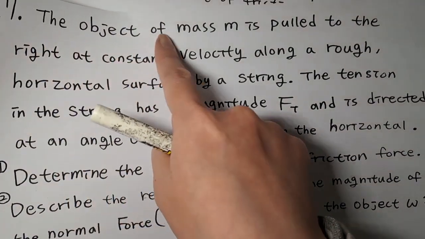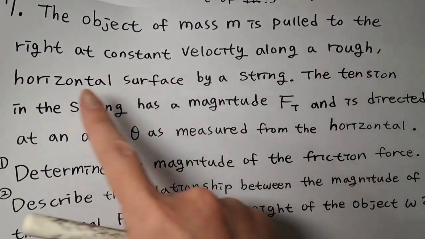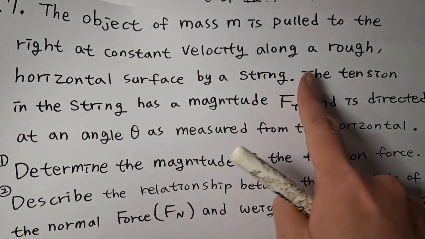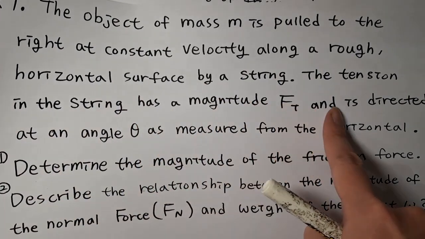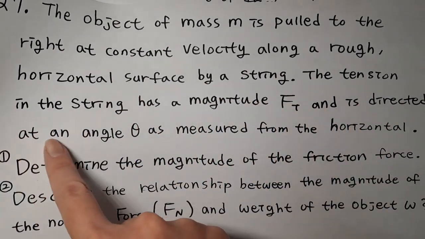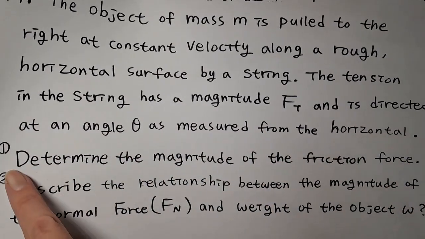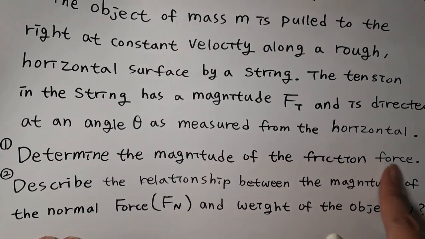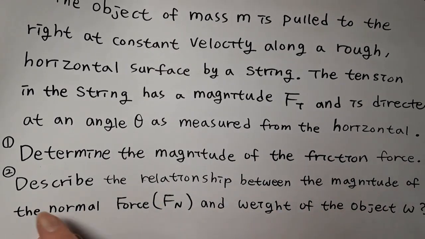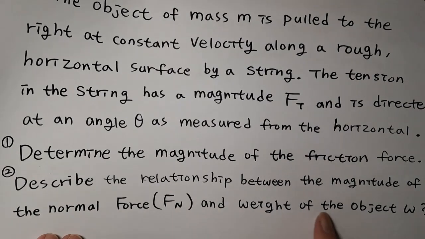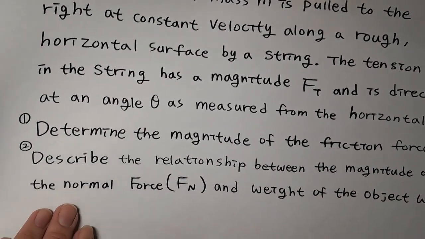The object of mass m is pulled to the right at constant velocity along a rough horizontal surface by a string. The tension in the string has a magnitude T and is directed at an angle theta as measured from the horizontal. Determine the magnitude of the friction force. Determine the relationship between the magnitude of the normal force and the weight of the object W.